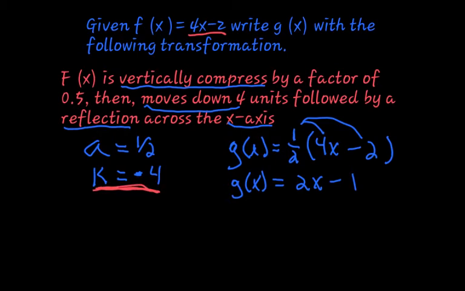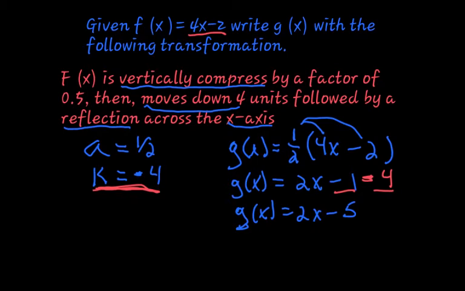You don't change the sign of k, so you're just going to put that at the end of the function. K, it's outside of the parentheses, so we don't need a parentheses. I'm just going to subtract 4. Combine like terms. So g of x is 2x minus 5. But the last transformation they tell you is a reflection across the x-axis.